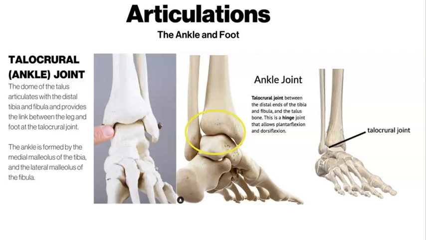About the articulation, the key articulations of the ankle and foot are basically the talocrural joint and the subtalar joint. We're going to start with the talocrural joint, or ankle joint. The primary ankle joint, formed by the talus and the tibia and fibula, is a hinge joint that allows dorsiflexion, that means lifting the foot, and plantar flexion, that means pointing the foot downward.